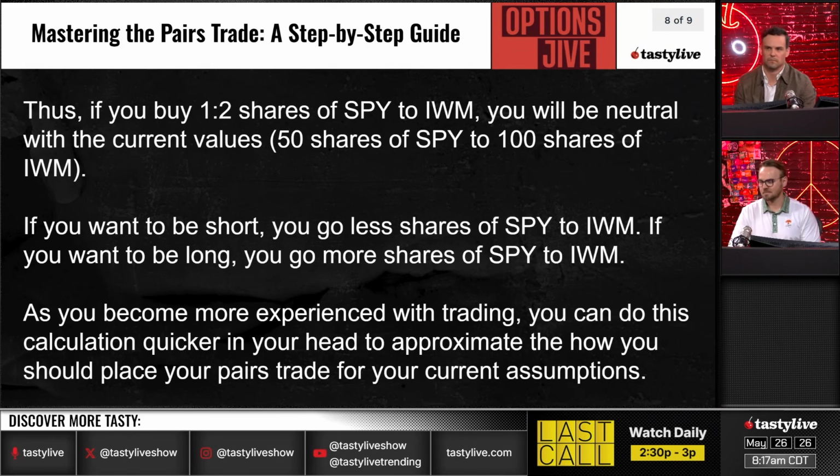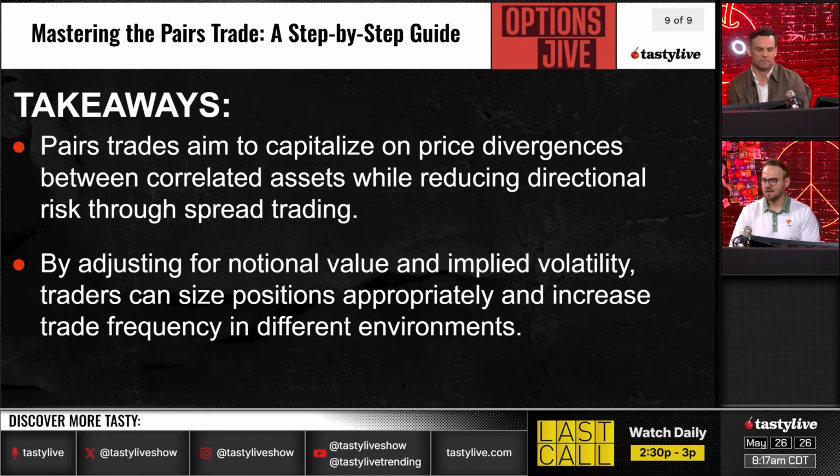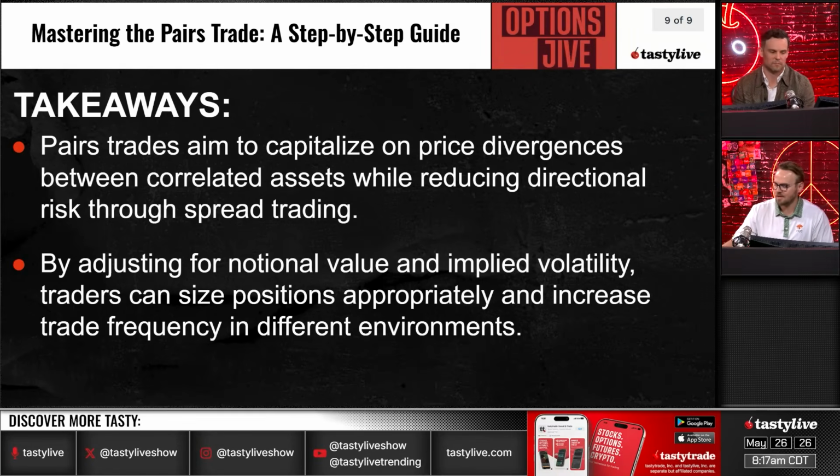A couple of takeaways for you. Pairs trading aims to capitalize on price divergences between correlated assets while reducing directional risk through spread trading. And by adjusting for notional value and implied volatility, traders can size positions appropriately and increase trade frequency in different environments.